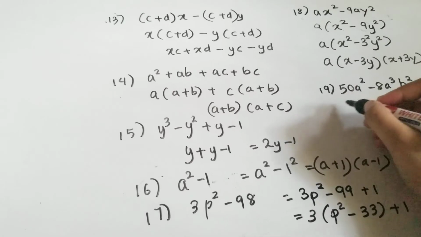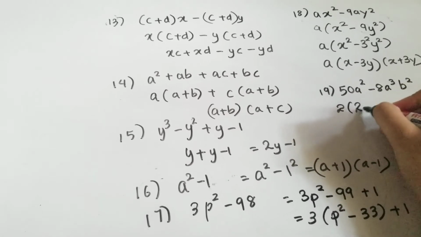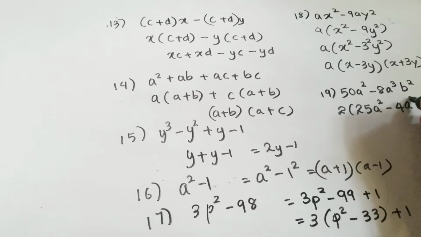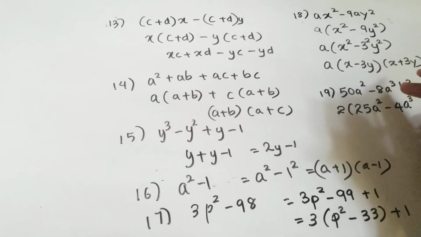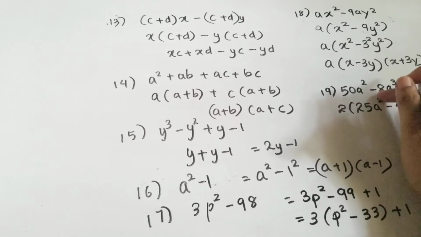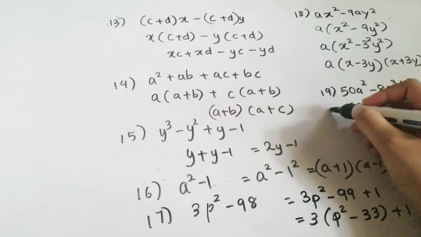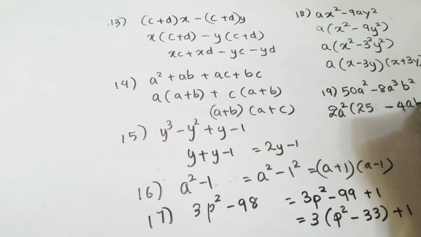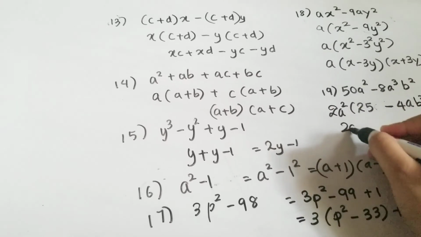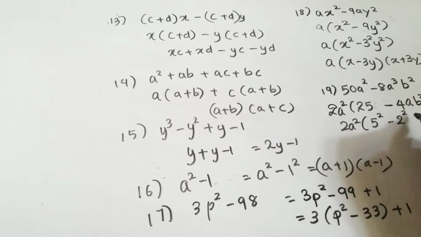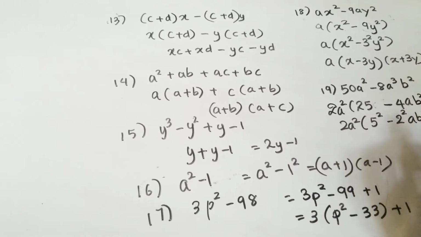So we can take 2 common: 2 times (25a squared minus 4a to the power 3 b squared). So wait a second. We can take a common. A to the power 2 is common. So I can take 2a to the power 2 out, minus b squared, right? Now you can see square terms are inside. 25 means 5 squared, 4 means 2 squared, and a b squared.